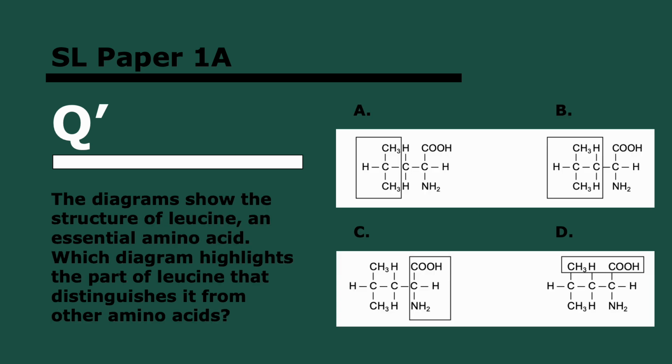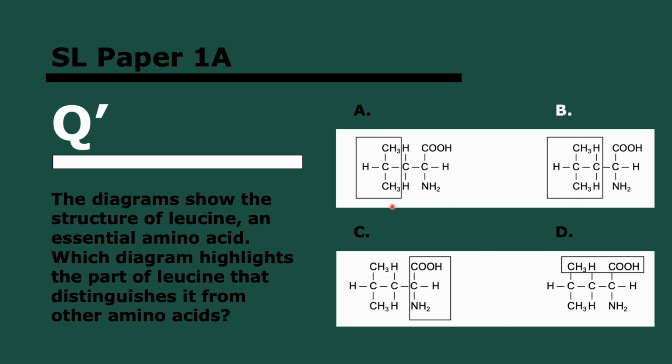Next question. The diagrams show the structure of leucine, an essential amino acid. Which diagram highlights the part of leucine that distinguishes it from other amino acids? The variable part, okay? So again, 3, 2, and 1. It's B. If you remember the structure of an amino acid, it has a central carbon, which is attached to a COOH, an NH2, so the amino group, a hydrogen, and then a variable part, okay? Which is everything else, basically. So that's why A is incorrect.